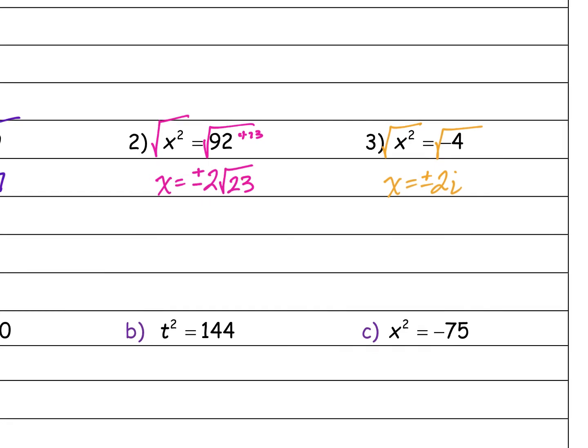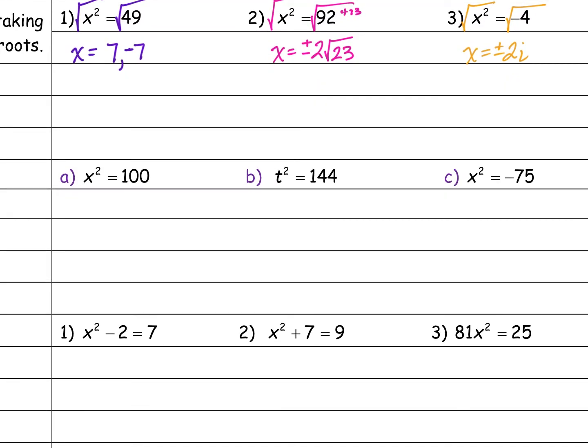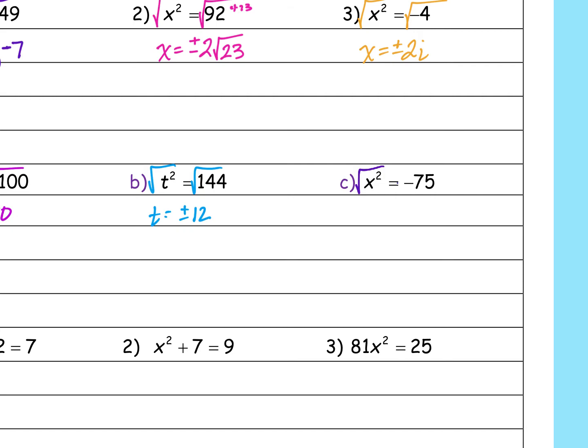Not too bad. Okay, so I want you to go ahead and do A, B, and C. Give you a few minutes. All right, so A, right, square root it, and I get x equals plus or minus 10. For B, square root, I get t is going to equal plus or minus 12.